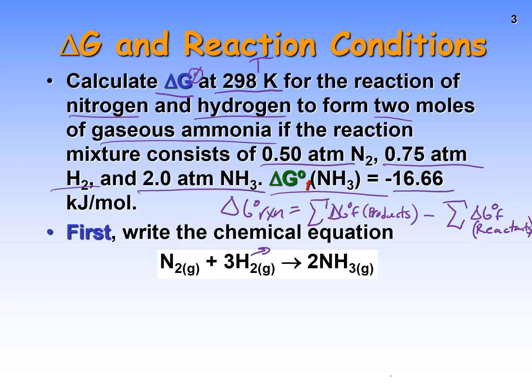But these are elements in their standard states, so their delta G naughts of formation are equal to 0. So 0 plus 0, we don't really need to worry about this extra bit. Our delta G naught of this reaction is just equal to the delta G naught of formation of NH3 times 2 because of the 2 here. That makes sense? At the end of the day, we can calculate the value.